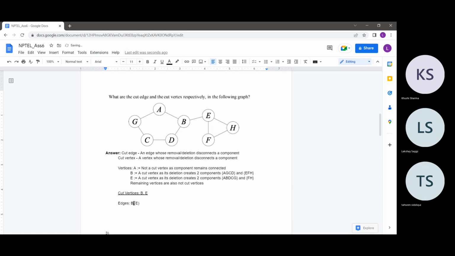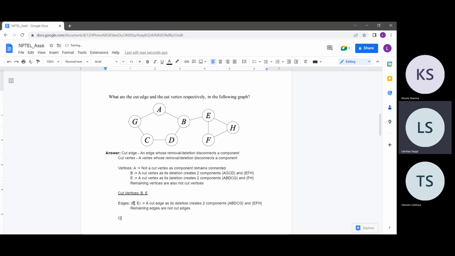So this B comma E edge is a cut edge as its deletion creates two components: A, B, D, C, G and E, F, H. It's easy to see, and the remaining edges are not cut edges, as we have brute forced and tried out every edge.